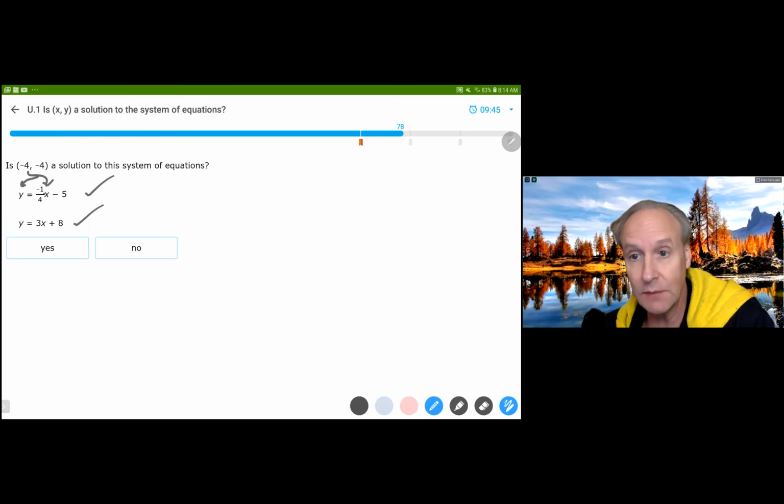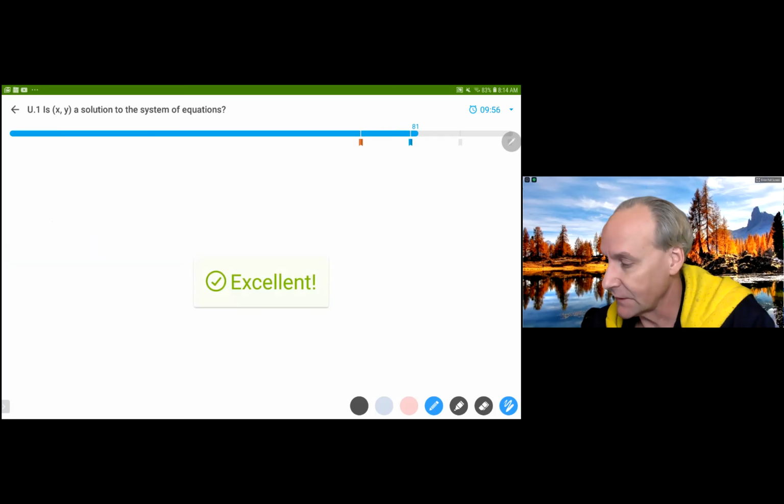You could graph them. You could stick them in a graphing calculator, which would be crazy, but you could do it. I mean, it would work. I just substituted it in my head. It's so much easier. Let's take a look at this next one here.